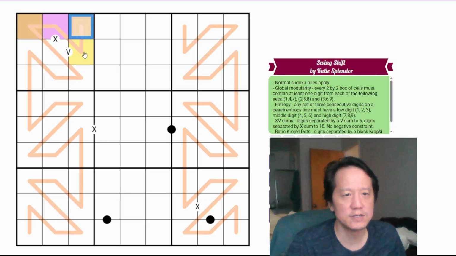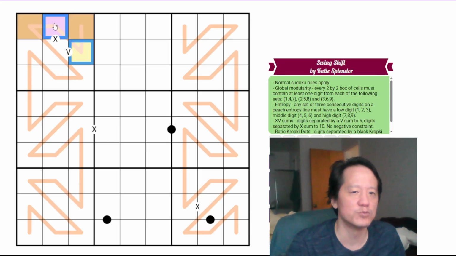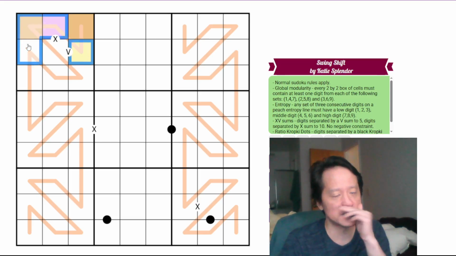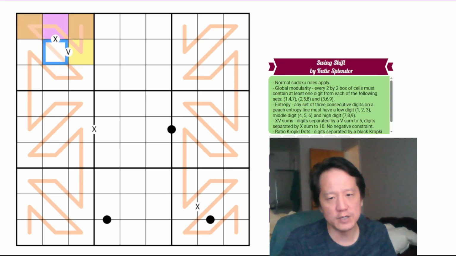So these two are different sets than this. So this one must be the same set as this, because these will be different sets, right? This must be the same set as that because, again, you have different sets here. So this must be yellow. This has to be pink.